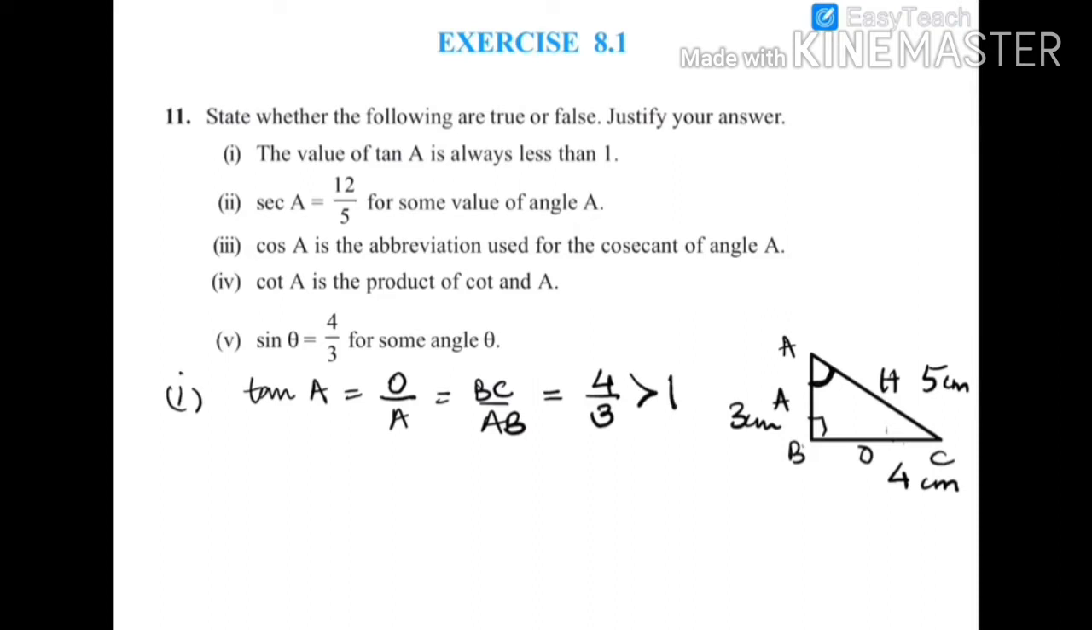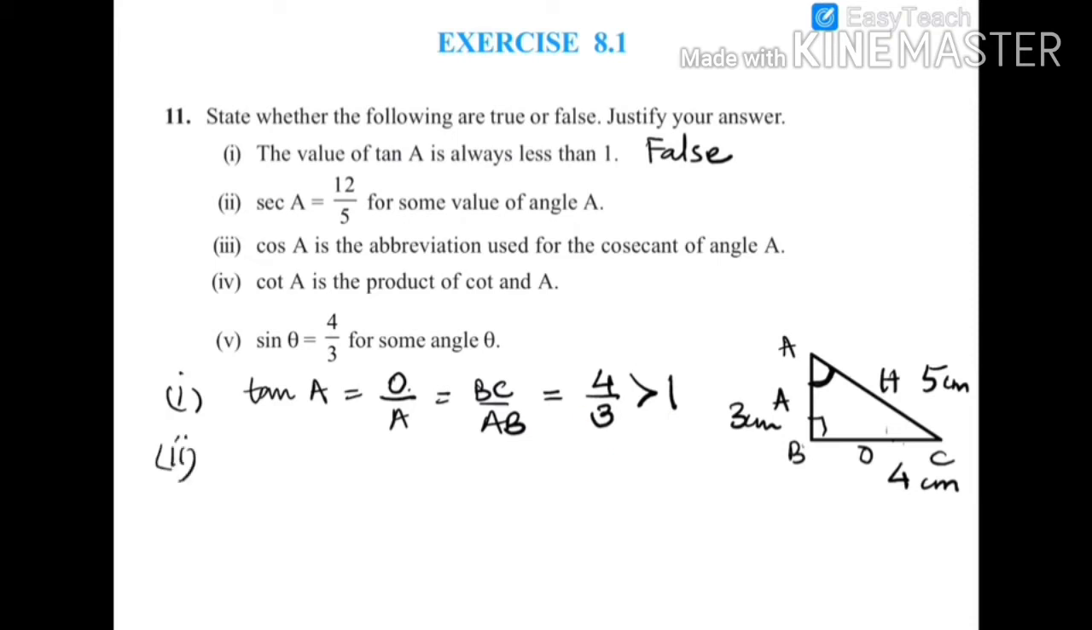So this first statement will be false, because the adjacent and the opposite side can take any values. Adjacent can be smaller or greater than opposite side. So in that case, tan A will not be always less than 1. In some cases it will be less than 1, in other cases it will be greater than 1, like in this case.